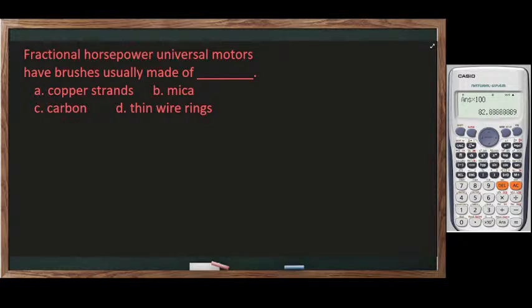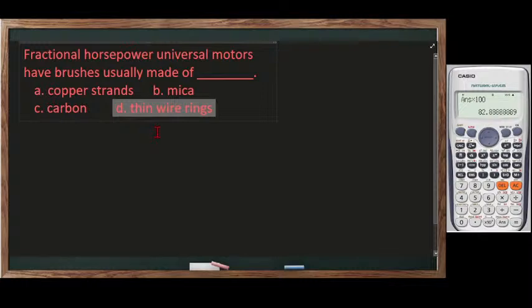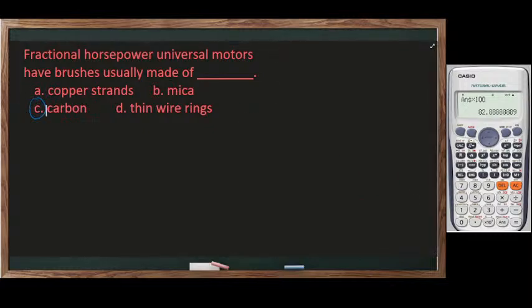So, meron ng sumagot ng carbon, no? Dalawa yung sumagot ng carbon. Correct answer is letter C, no? Carbon. So, brushes are usually made of carbon, no? Carbon strips or carbon bars. Okay.